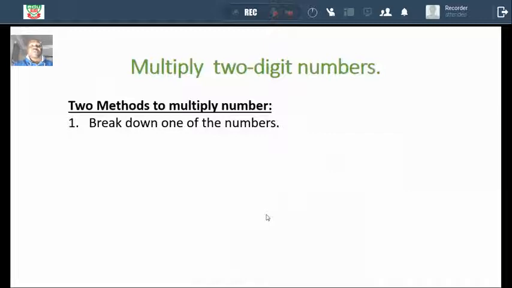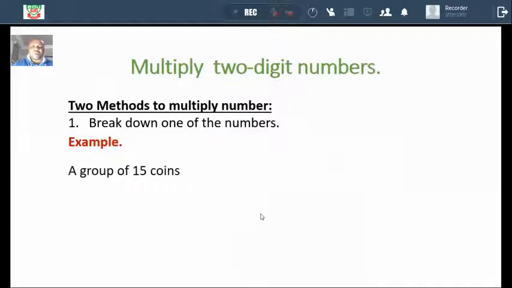This method just means when you look at the numbers you are multiplying, 2-digit numbers, and they're big numbers, look at one and try to break it down into smaller pieces. Chop, chop, chop. Now, let's take an example here and see what it is that we're talking about.